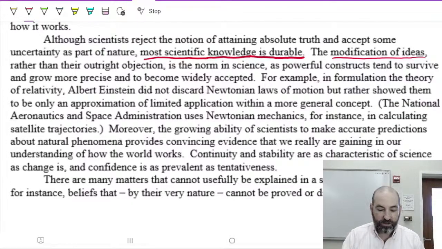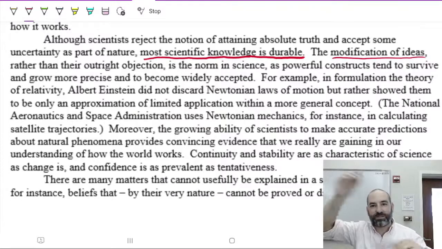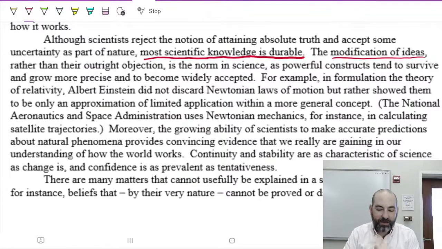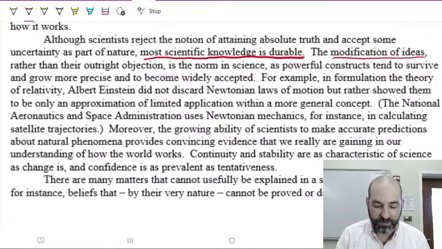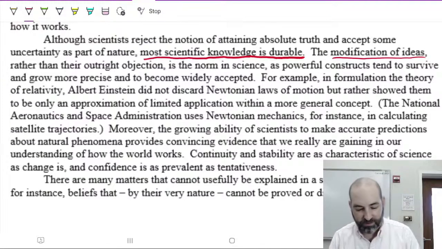Right? So NASA uses Newtonian laws in calculating satellite trajectories because those work fine, and when we're sending spaceships out places and whatever. But if you're talking about black holes colliding or something, or electrons moving around, you have to use some different laws of motion, some quantum or relativistic type things.